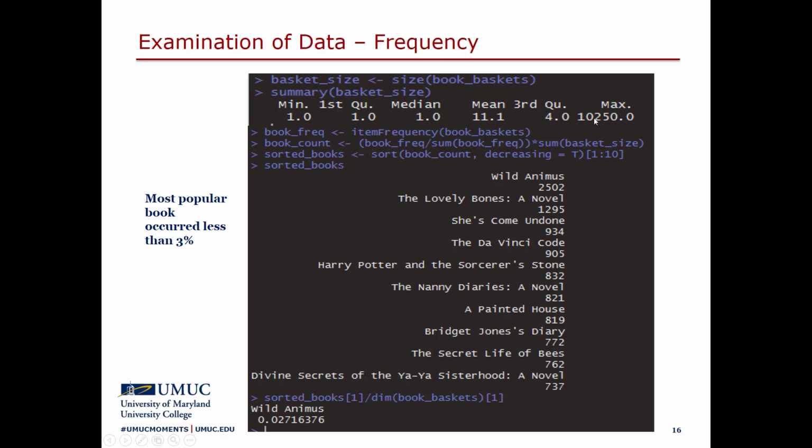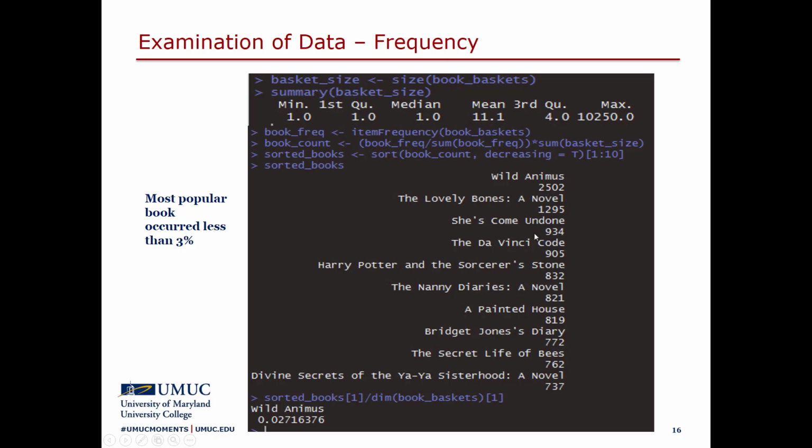10,850 items. Another function is itemFrequency, which counts the books, and I'm here normalizing by the number of the baskets, and I'm sorting it. So this is just a basic kind of exploring the data. So I listed the books and I sorted them according to their frequency.